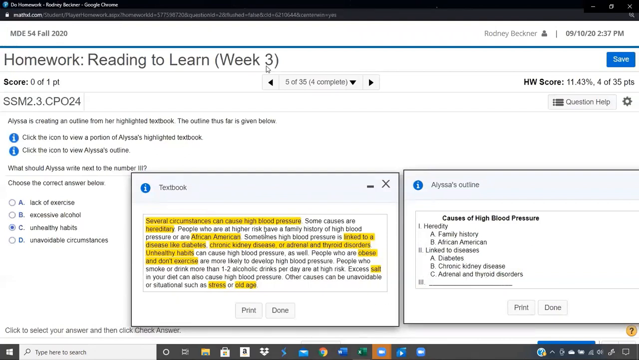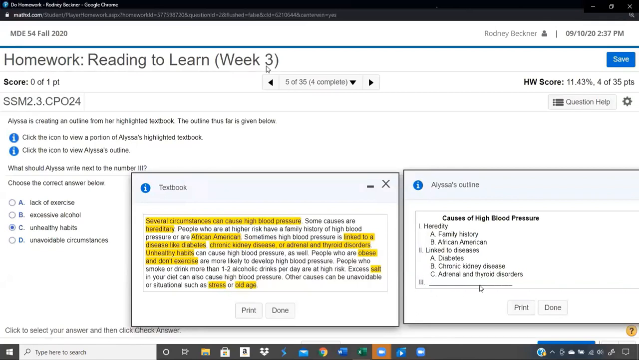So we have the hereditary stuff, we have the diseases. The next thing that's highlighted looks like she highlighted people who are obese and don't exercise are more likely to develop high blood pressure. People who smoke or drink more than 1 or 2 alcoholic drinks per day are at high risk. Excessive salt, stress, old age.